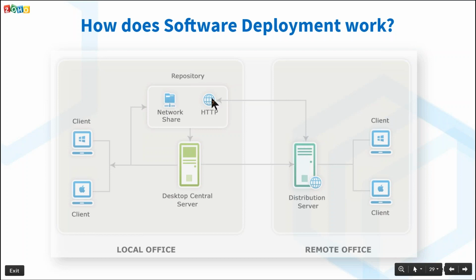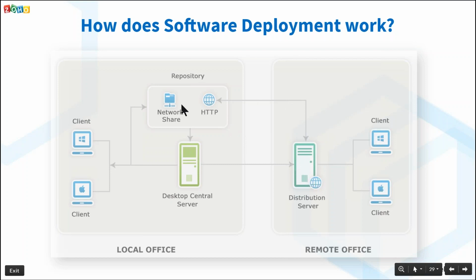The package which you create by uploading installables from your local computer, and the package which you create from a software template of Desktop Central, is downloaded to this HTTP or HTTPS repository. These packages from the HTTP repository are downloaded to the client computers in LAN for deployment, and when it comes to WAN, the wide area network, the distribution server will do the download and distribute the package to the respective clients.